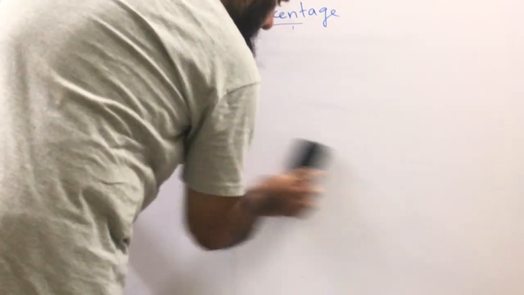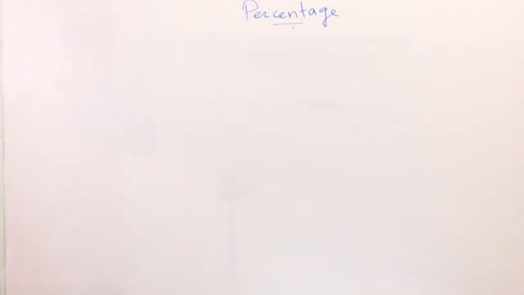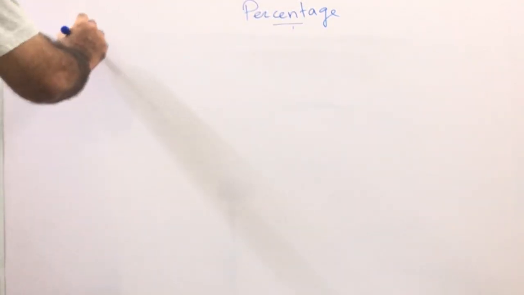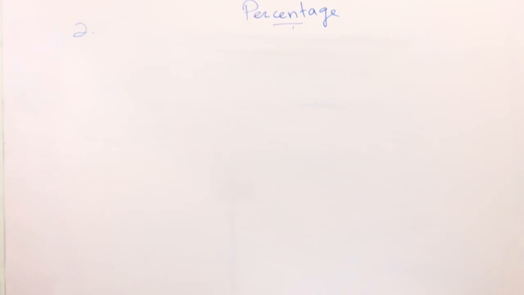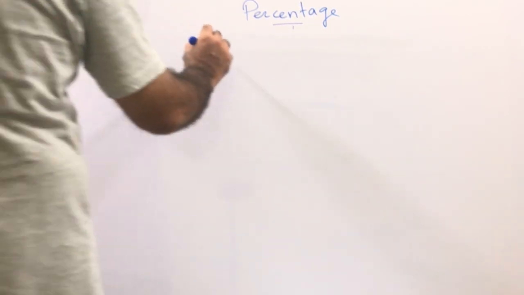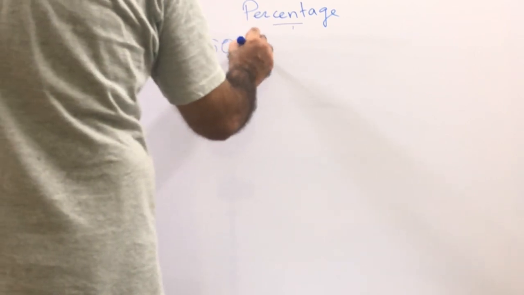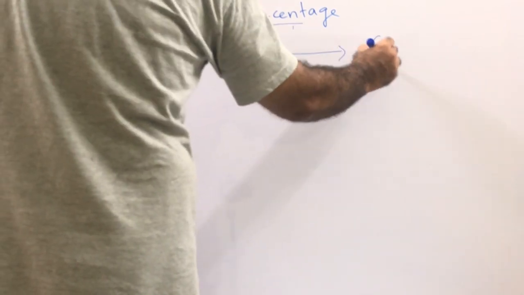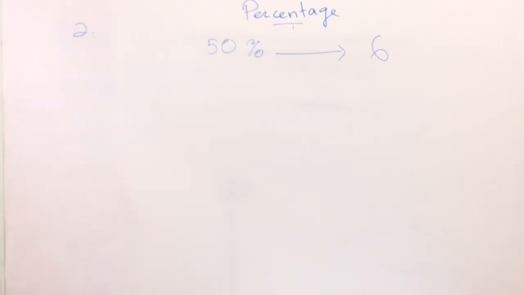This is page number 95. Question number 2 says 50% of a number is 6. It is given that 50% of a number is equal to 6. What is the number?